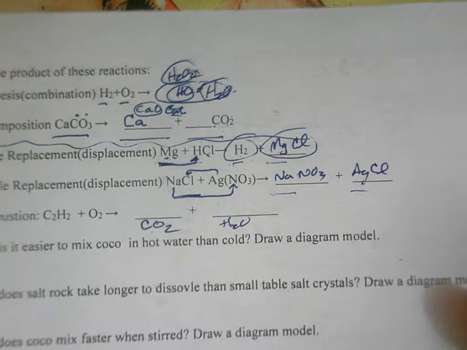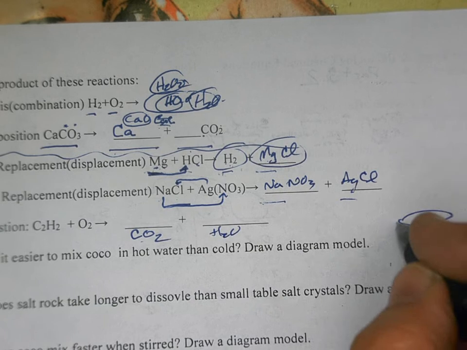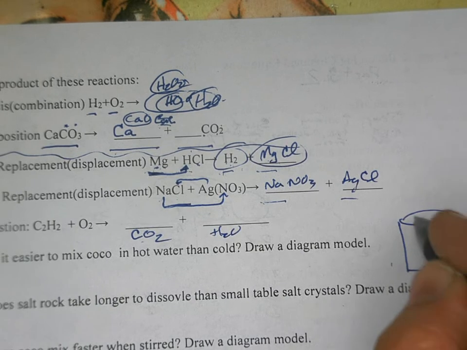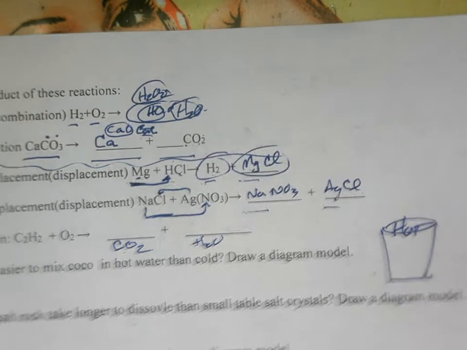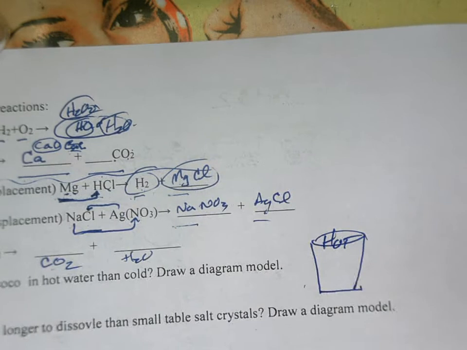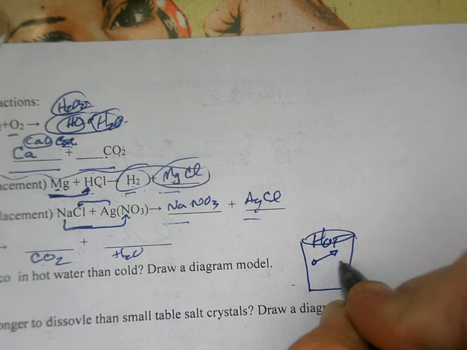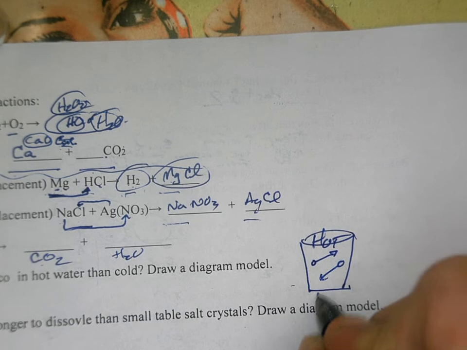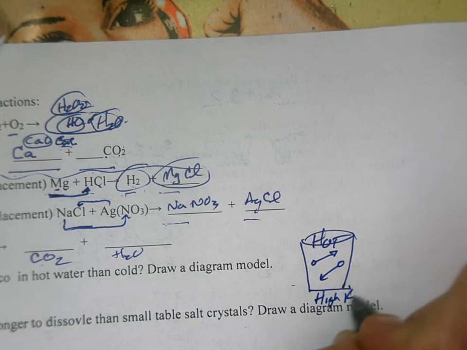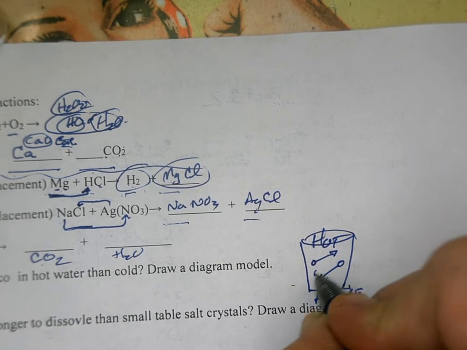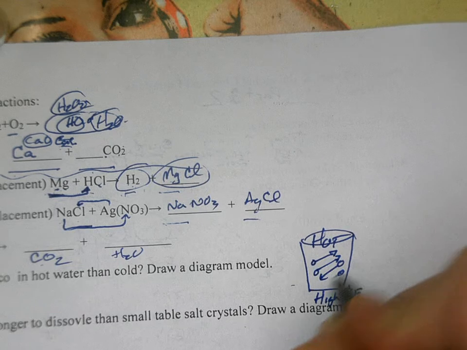Why is it easier to mix cocoa and hot water than cold? Draw a diagram model. If you've got a cup of hot water over here, this is hot. Let me make sure you can see that I didn't go off the page here. The water molecules in there, I'm going to draw them with circles. They have high kinetic energy. They are moving fast. So this is the water molecules going quick.